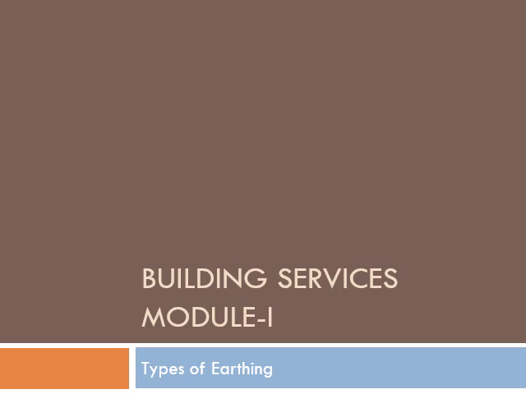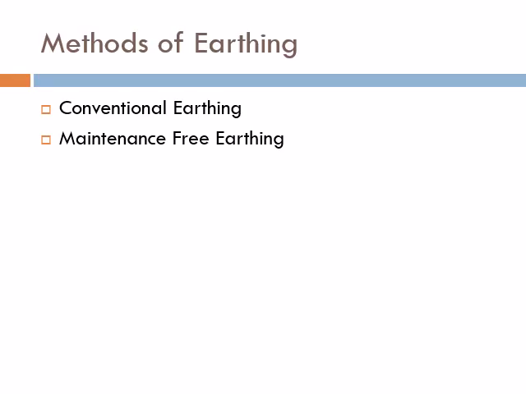Welcome all. Today in building services we will get to know about the types of earthing, or the methods of earthing, in electrical systems. There are mainly two methods of earthing. One is conventional earthing, and the other is maintenance free earthing.